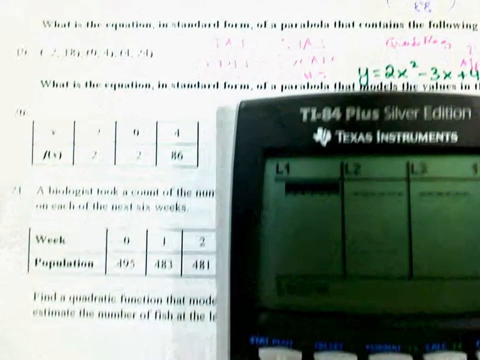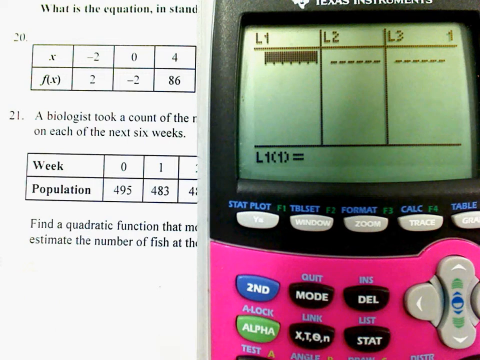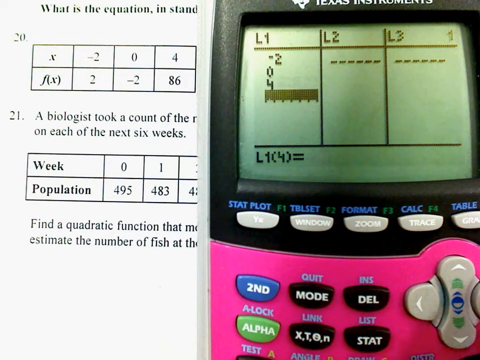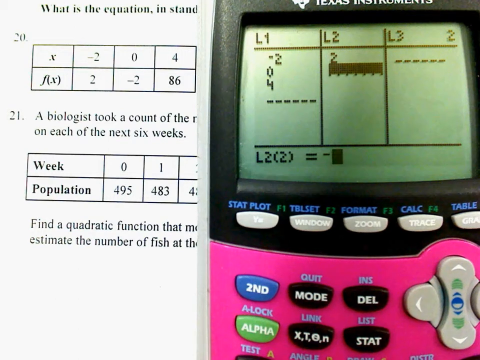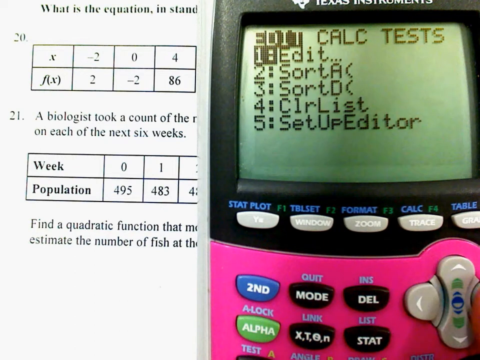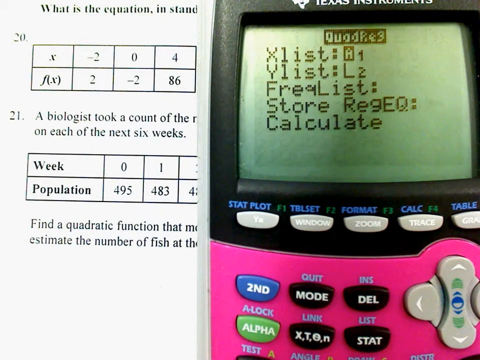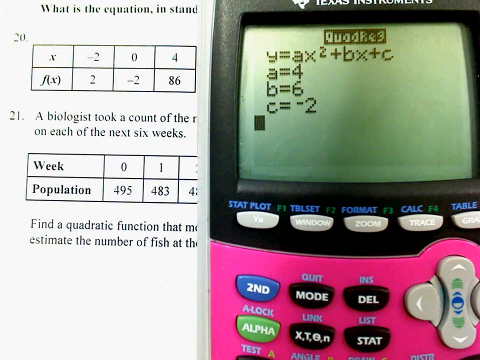What goes in the x? -2, and 4. And then, okay, now where do I go? Back to stat. You want to calculate the what? Quadratic regression. Do you want to put that in y equals? Alpha trace, enter, enter, enter, and I get it. Now, I actually have to fill in the A and the B and the C, right? So what do I write?